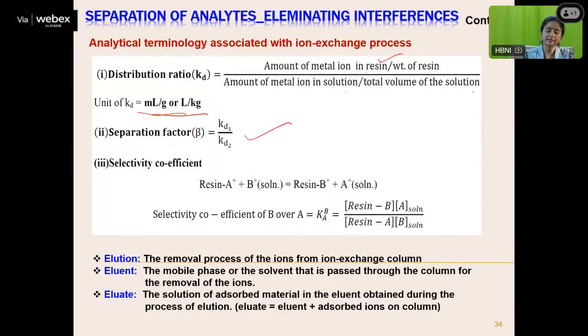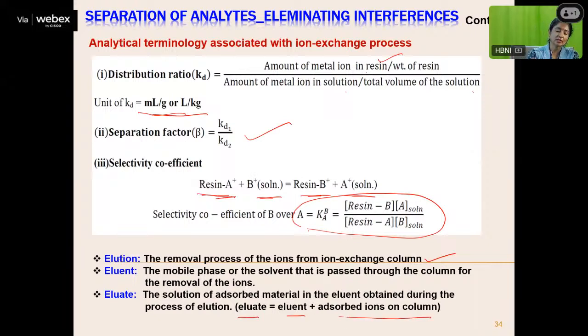Separation factor is here, again like in solvent extraction, and selectivity coefficient. So say this is resin A plus B, resin B plus A. So the selectivity coefficient is defined like this. Another term is elution. It is the removal process of the ions from the ion exchange column. Eluent is the mobile phase or solvent that is passed through the column for removal of ions. Eluate is the solution of adsorbed materials in the eluent obtained during the process of elution. So eluate is eluent plus adsorbed ion from the column.